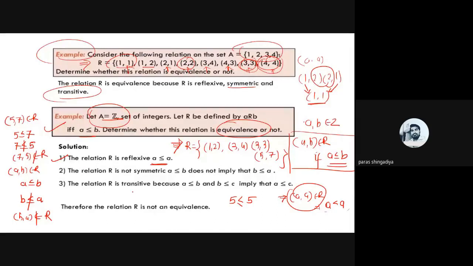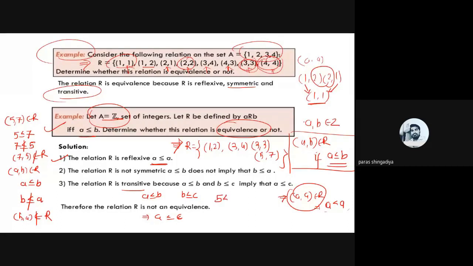So therefore it is not a symmetric relation. Clear? And now for the transitive one. For transitive, we can easily say that if a less than or equal to b, meaning (a, b) belongs to R, and b less than or equal to c, meaning (b, c) belongs to R, so now observe this condition: a less than or equal to b, b less than or equal to c, then we can write a is also less than or equal to c. Clear? It is an obvious result.